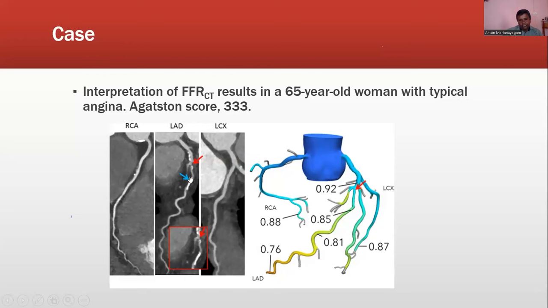We do have calcifications here. And now you have 0.92 at the proximal FFRCT value, and here 0.85. So though the image shows a significant luminal narrowing, FFRCT demonstrates that this is not hemodynamically significant, so the lesion-specific ischemia is less, and it can be treated conservatively.